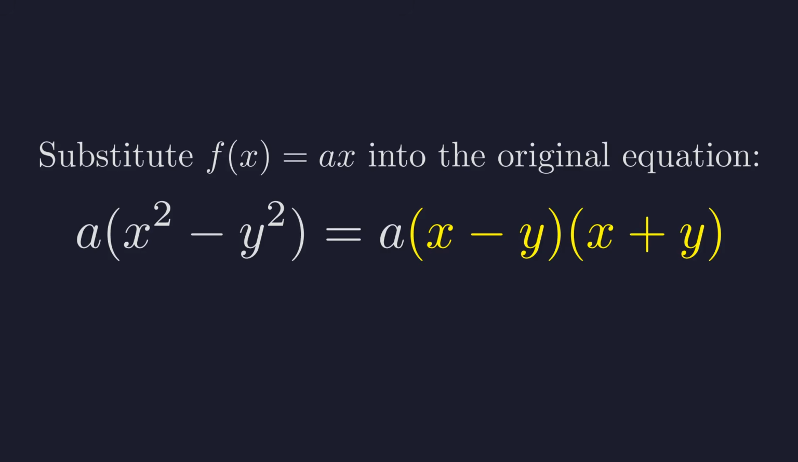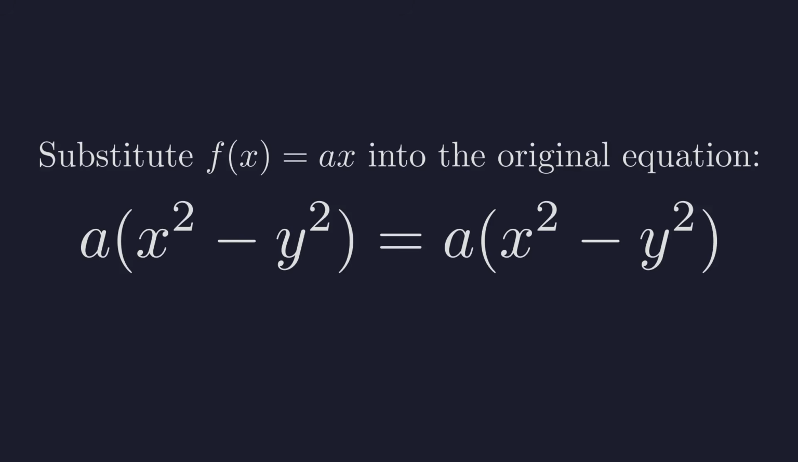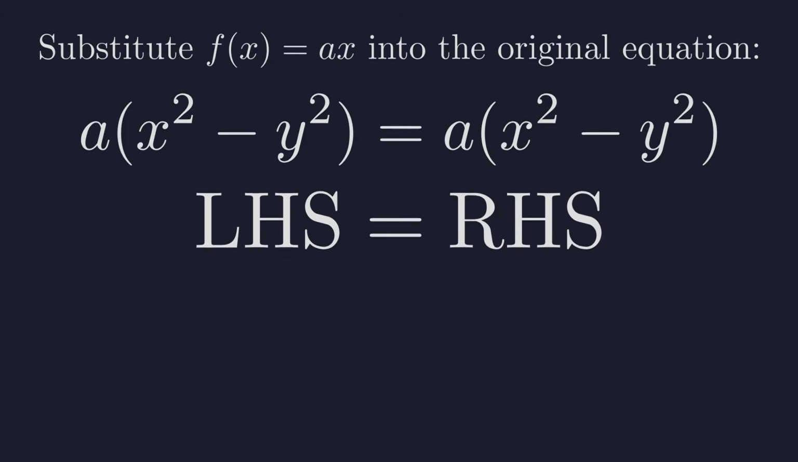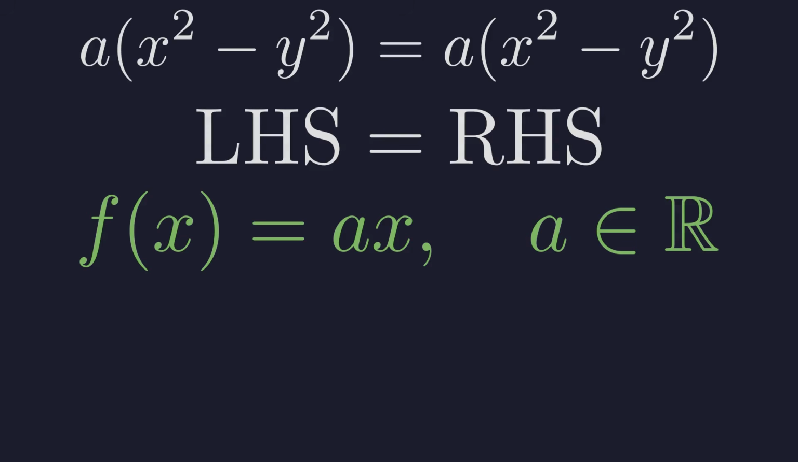We recognize this product as the difference of squares identity, and this confirms that the left-hand side is indeed equal to the right-hand side. The solution is valid. The equality holds for any constant a. Therefore, the complete set of solutions is all functions of the form f of x equals a times x, where a is any real number.